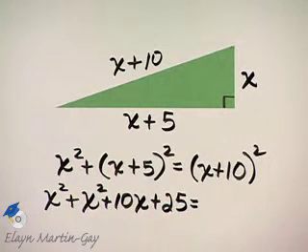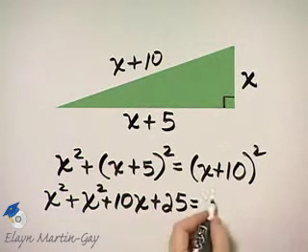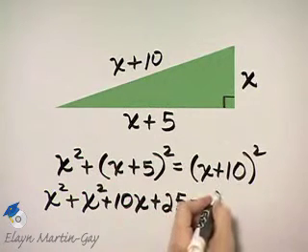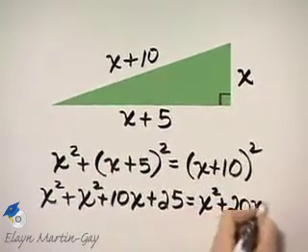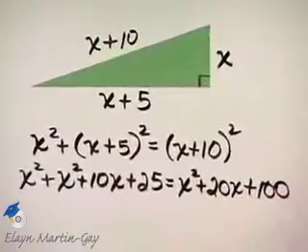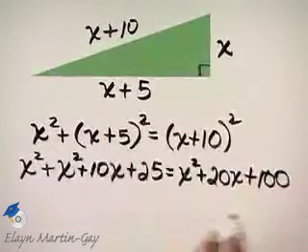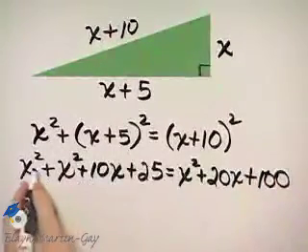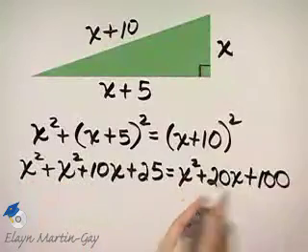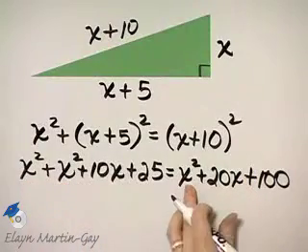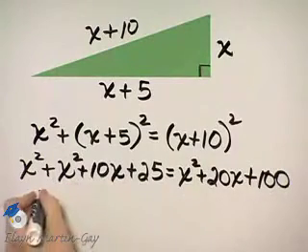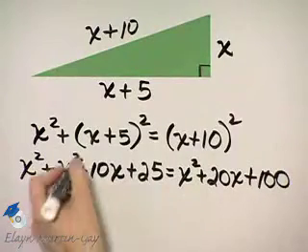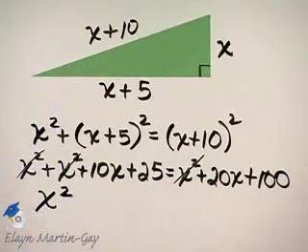Same thing for squaring x plus 10. If you need to, go off to the side, write x plus 10 times x plus 10, but when you multiply, it's x squared plus 20x plus 100. And now, let's see what we have. We have x squared plus x squared, and then I'm going to subtract x squared, so that's 2x squared minus x squared is x squared, and I've taken care of these terms.